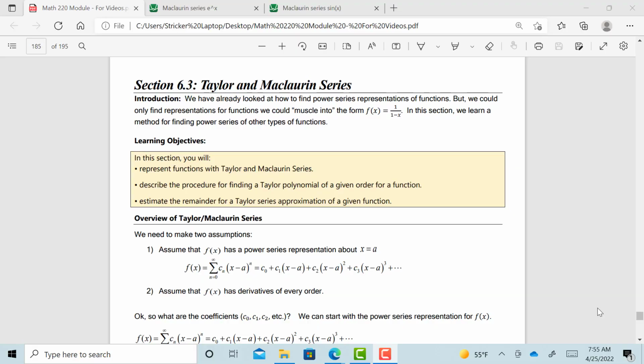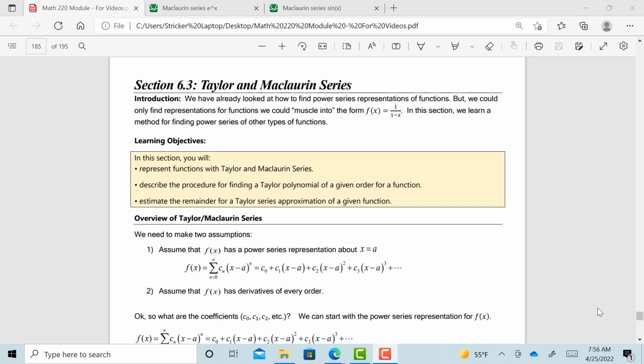Okay, this video is going to cover section 6.3, which is titled Taylor and Maclaurin series. And what's really cool about this section, it's actually one of my favorite sections in Calculus 2, is that we now get to really put some muscle behind all the stuff we've been learning in chapters 5 and 6, right?